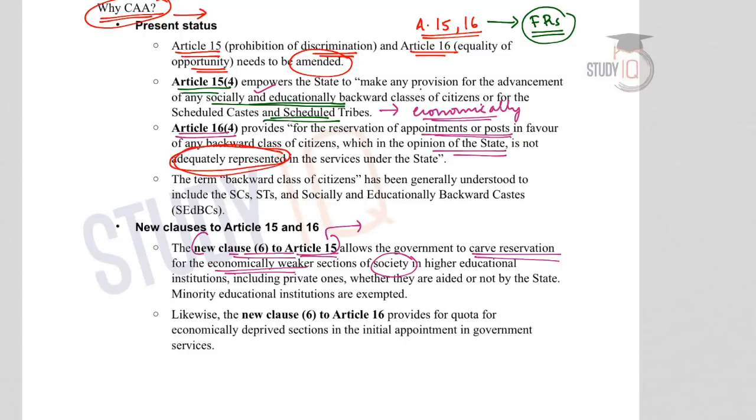So if the government feels that a particular group of people are not adequately represented in the services under the state, the government can provide reservations. So here also there is no provision mentioned for economically deprived sections. So Article 16 will also be amended in order to add a new clause, that is clause 6, in order to provide quota for economically deprived sections in the initial appointment in government services.